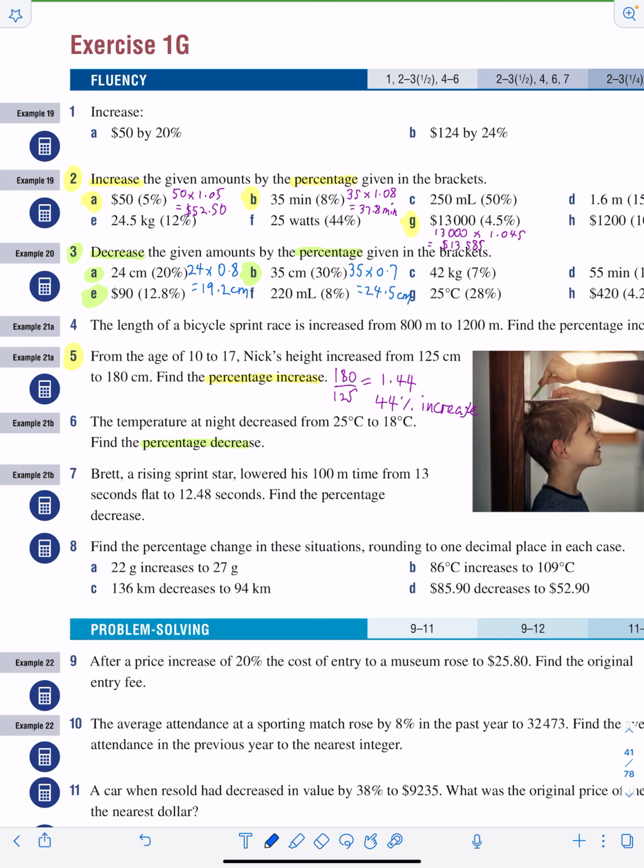Finally, with question 3E, we need to decrease $90 by 12.8%. So it's actually going to be 87.2% of the original amount. So we need to do 90 multiplied by 0.872. And that equals $78.48.